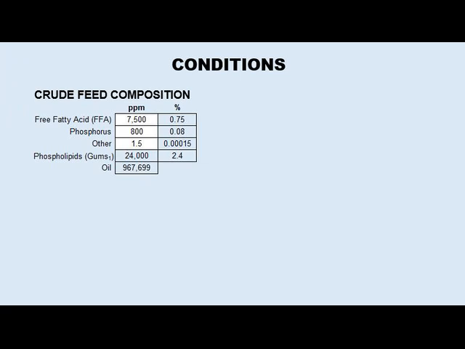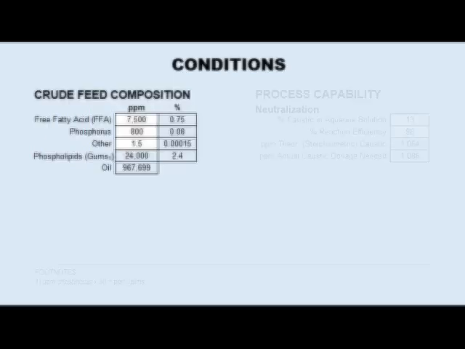Now it's time to quantify the individual components in the input and output streams. An analysis of the crude feed input stream reveals its composition. Phosphorus is a marker of phospholipids. It comprises about 1/30th of the mass of a phospholipid molecule. So, we multiply the phosphorus concentration by 30 to determine the average phospholipid concentration.